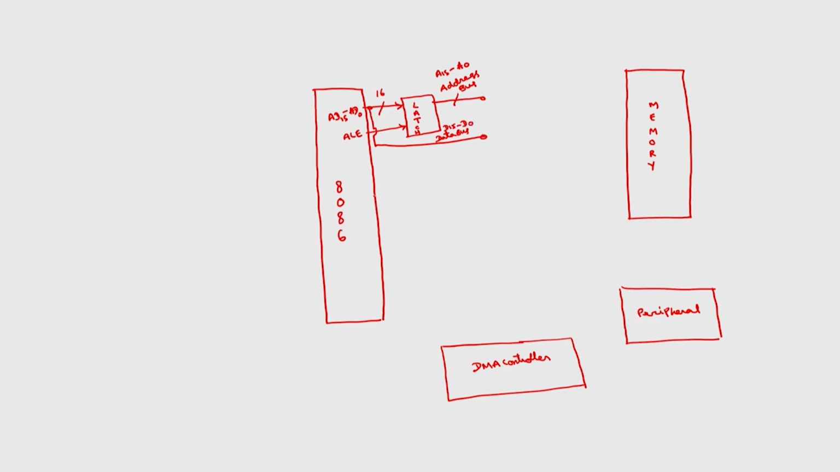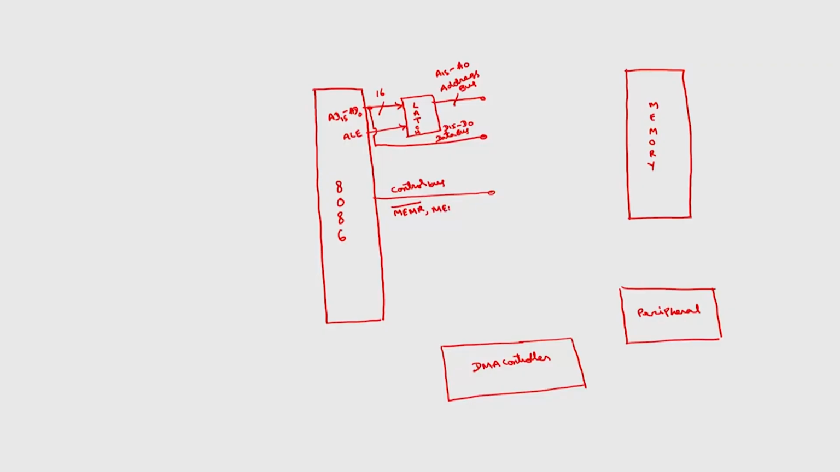Then this will have some control bus. This is the control bus. The signals contained in the control bus are memory read. As I discussed in the very first class of this course, the microprocessor can perform 4 operations: memory read, memory write, IO read, IO write. All these signals are normally active low signals, because AND gate is a universal gate.